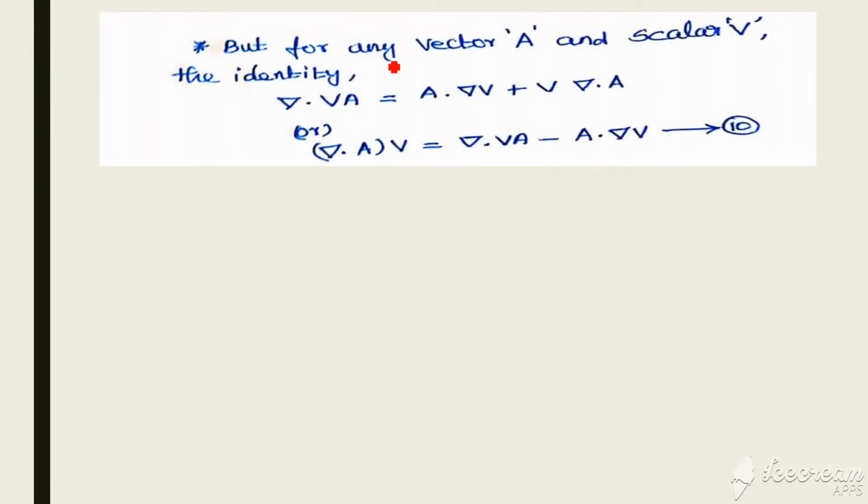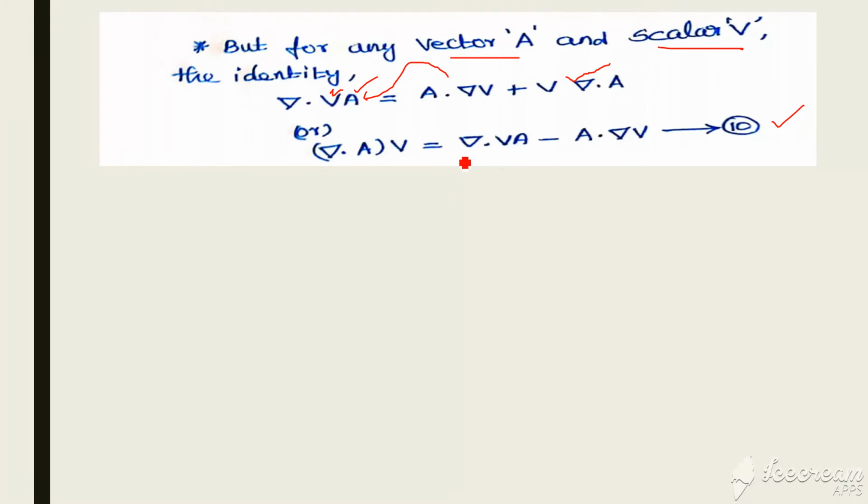For any vector A and scalar V, there is an identity: del dot VA, where V is scalar and A is vector, can be written as A dot del V plus V into del dot A. Now we need the term V into del dot A, so bring this term to the other side. Then del dot A into V is equal to del dot VA minus A dot del V. This is equation number 10.